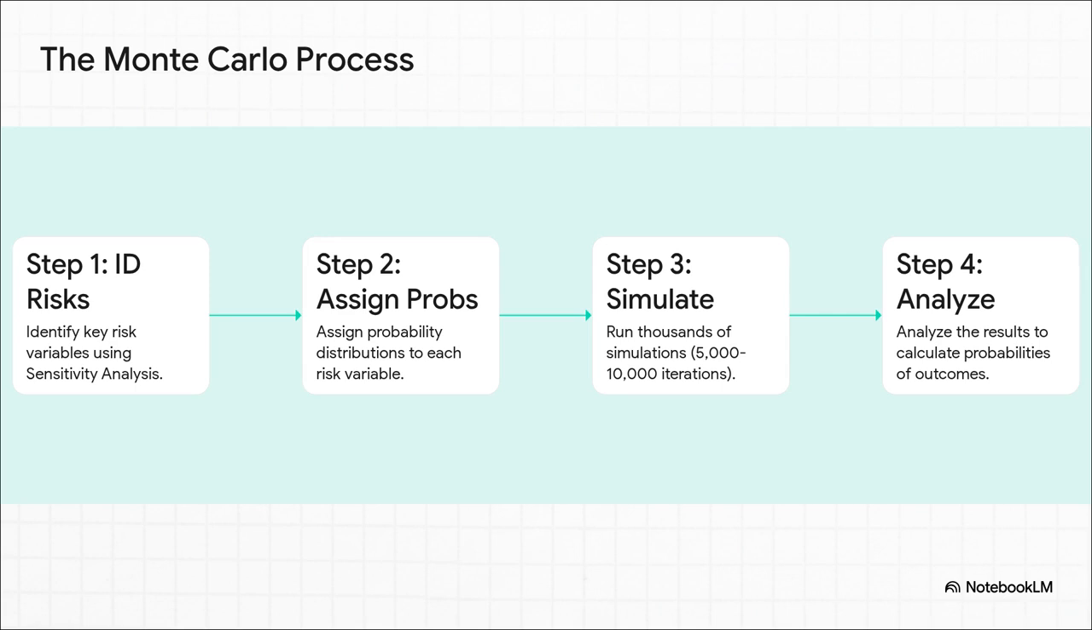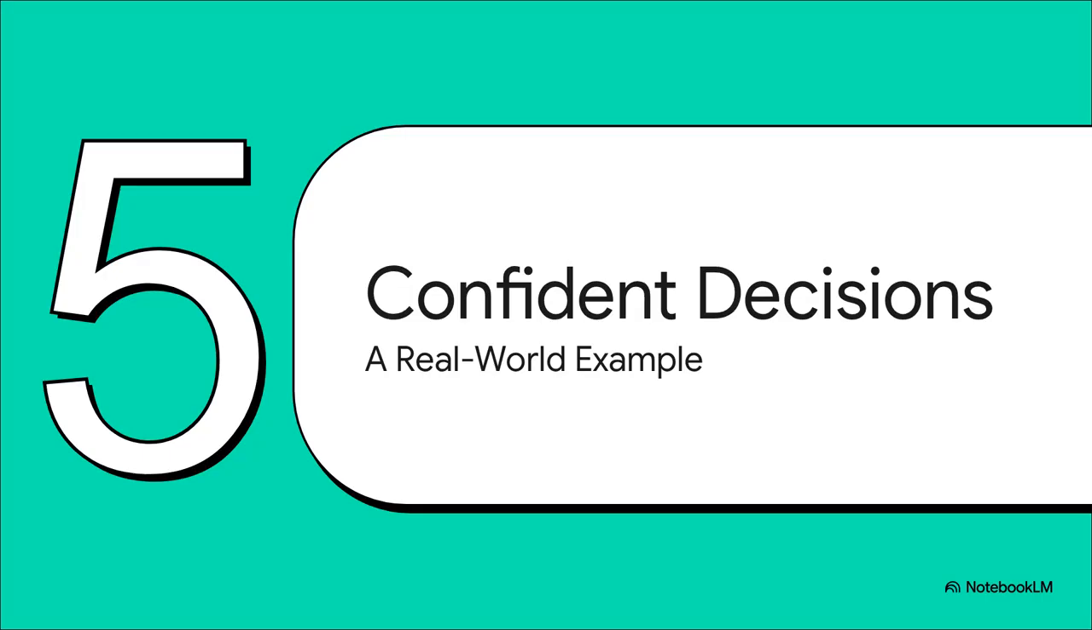So the process is pretty straightforward. First, you use sensitivity analysis to identify which variables matter the most. Second, instead of a single guess, you assign a realistic range of values to each one. Then you let the simulation run thousands of possible futures, mixing and matching all those variables. And finally, you get to analyze that full spectrum of outcomes. And that final step, the analysis, well, that's what leads to the ultimate payoff. This is how you move from making a single, fragile guess to making a confident, data-backed decision.